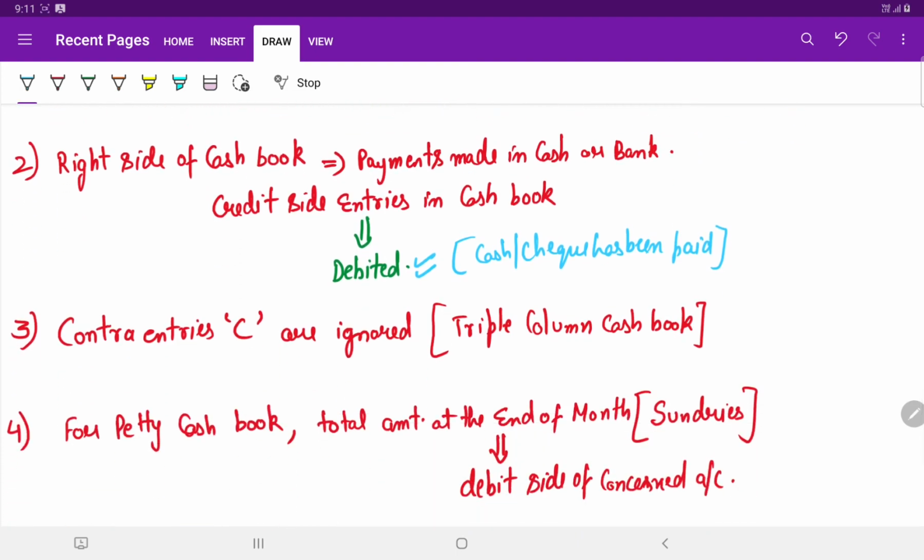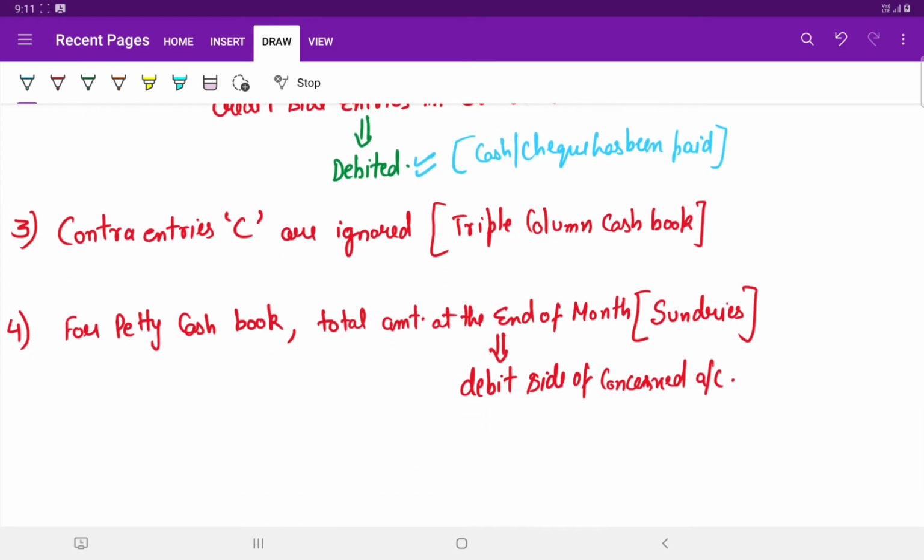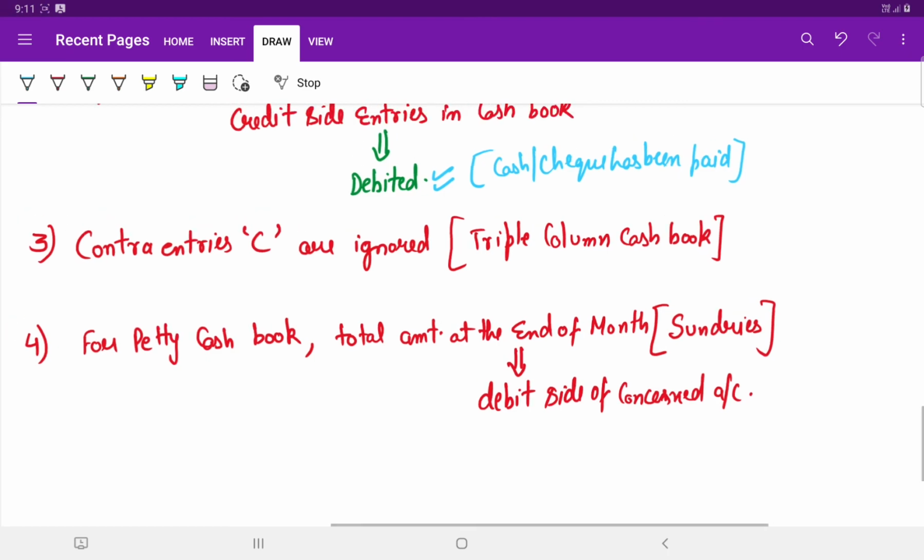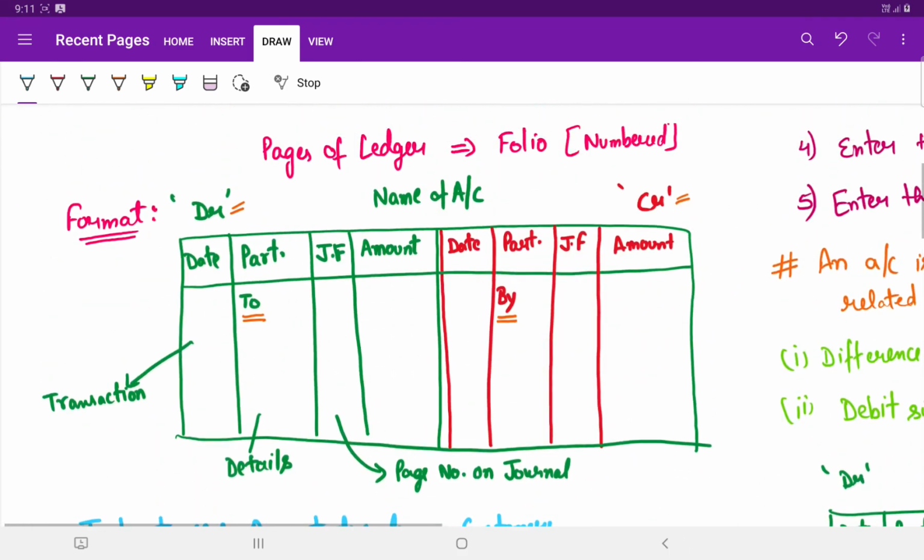Whereas the contra entries in case of a triple column cash book, they are usually ignored because the bank column itself serves the purpose of a bank account. So they are ignored. For the petty cash book, the total amount at the end of month is referred to as sundries, and they are mentioned in the debit side of the concerned accounts. And every time a journal folio is to be given, so that it can easily correlate to the entries of the totals. So students, this was all regarding a ledger, the difference in the journal and ledger.